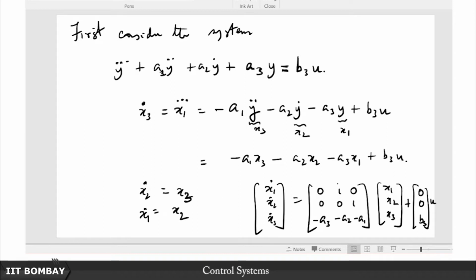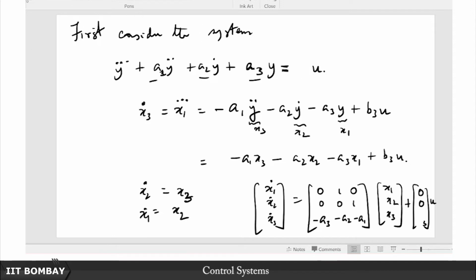Now notice the beautiful thing about this: how are these a2, a1 and a3 related to the original differential equation? They are just the coefficients here. So the moment I look at a differential equation like this, the phase variable form is apparent immediately. So instead of writing this b3 here, here's what I am going to do. I am going to say that this b3 is, suppose, 1 here. So that will actually help.